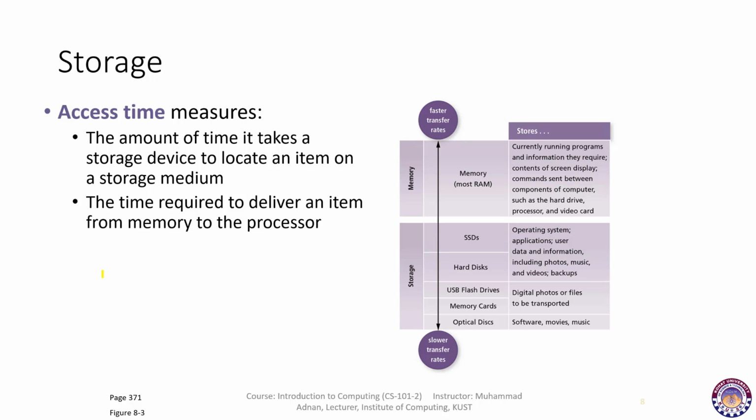Once again, I repeat, access time is the amount of time it takes a storage device to locate an item on a storage medium. So if you have this storage medium and this is some item, access time is the amount of time it takes to locate that item on the storage medium, and then the time required to deliver that item from memory to the processor. So of course you read it, then you take it back to the memory, and from memory you give it to the CPU. All right.